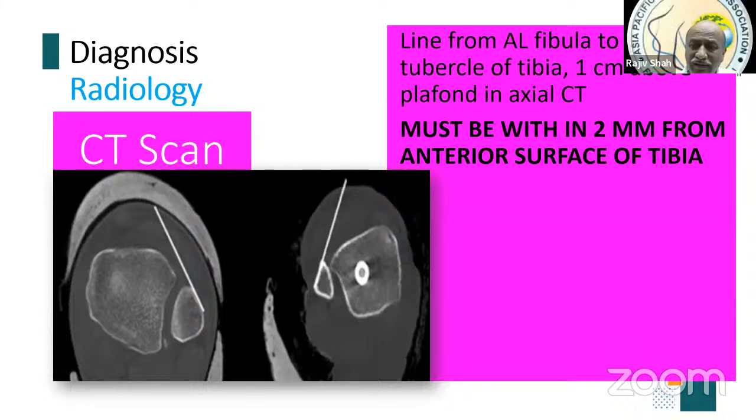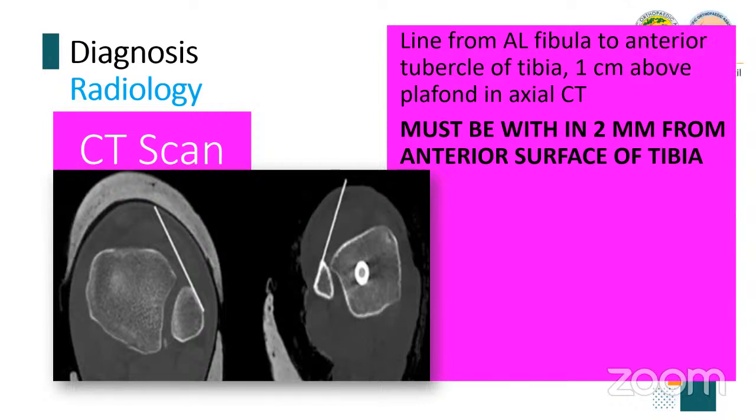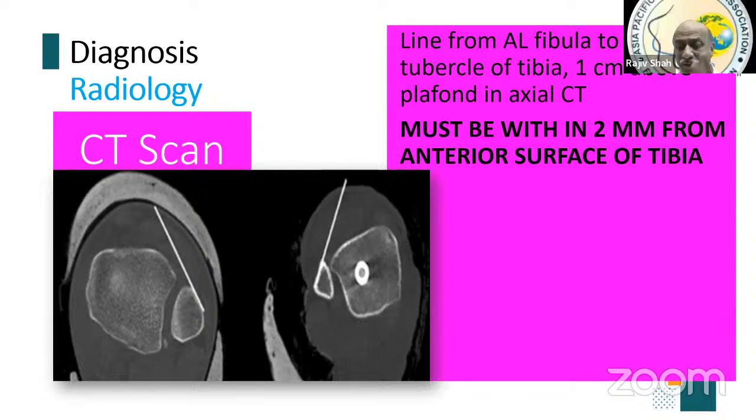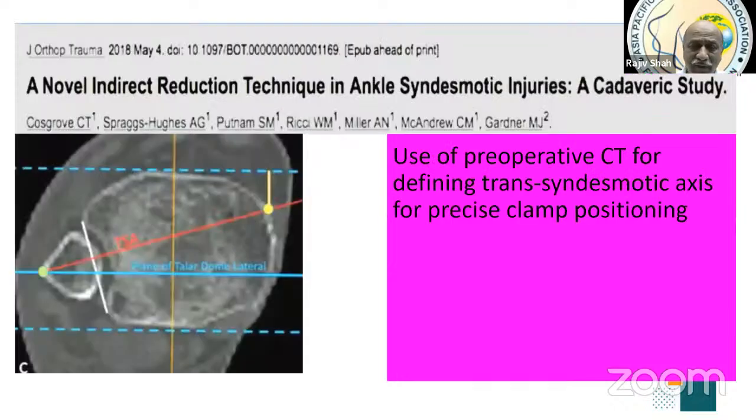This was one more sign. They said that anterolateral fibula to anterior tubercle of tibia, if you draw a line that falls within 2 mm from anterior surface of tibia, this is done 1 centimeter above the level of ankle. I have not found this sign useful, so we don't discuss it.